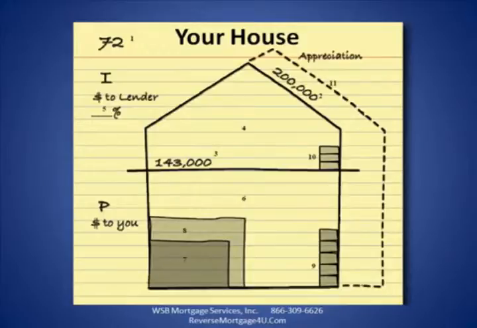And then what would happen if your home appreciated? Let's say that that $200,000 home appreciated, then there's going to be more money available for you and the lender. There's also a credit line growth if you do in fact take the credit line, which is going to guarantee that the portion available to you is going to increase by whatever the current interest rate is. And so that's an increasing option only if you take the credit line growth.